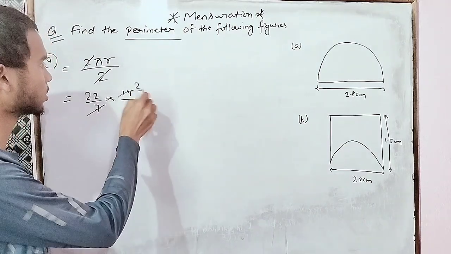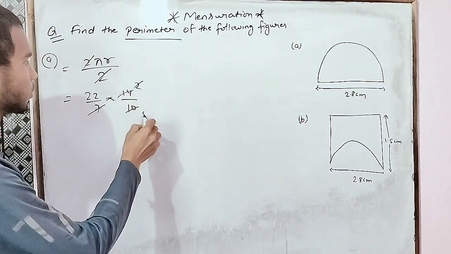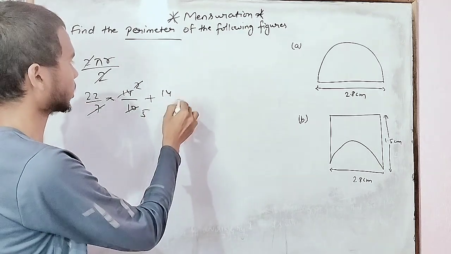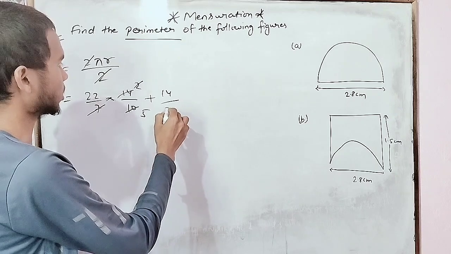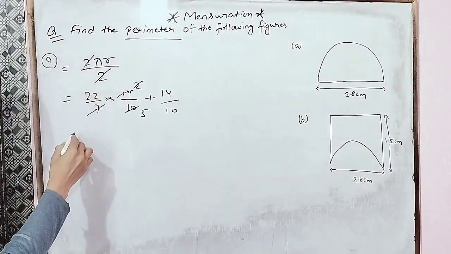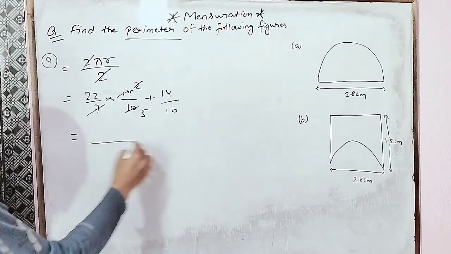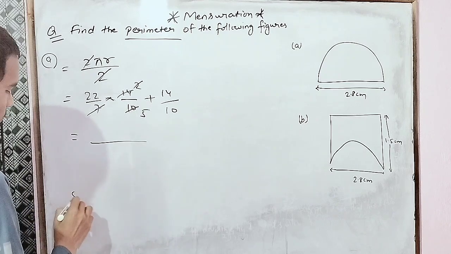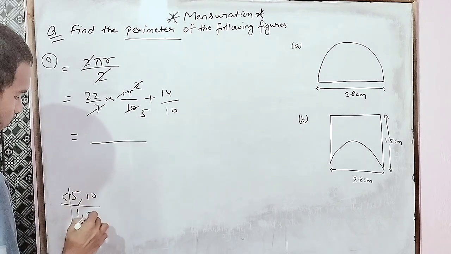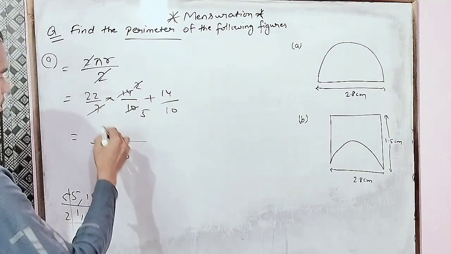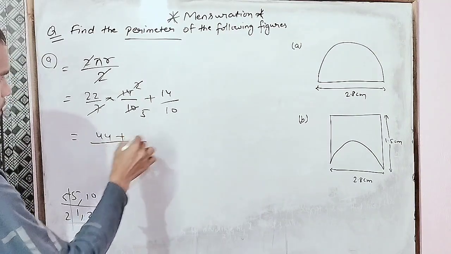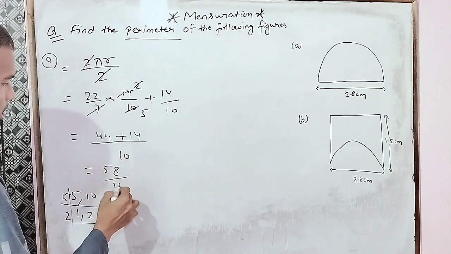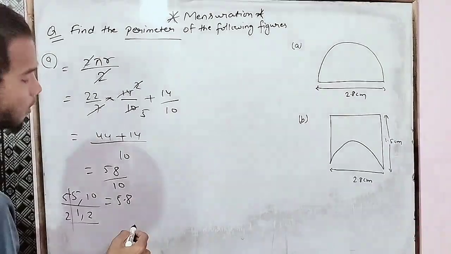So here we can cancel out 7 with the 14 and 5 with the 10. Then we have 22 times 2 by 10, which is 44 by 10. 4, 4 for 8, 4, 5 and 10, 5.8 centimeter.